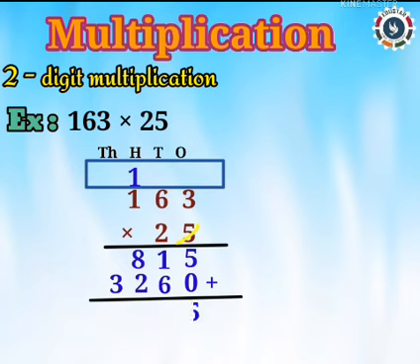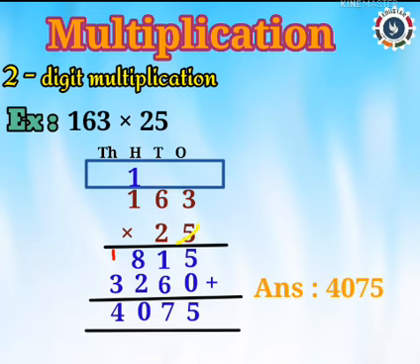5 plus 0 is 5. 1 plus 6 is 7. 8 plus 2 is 10. Write 0 under hundreds column. Carry 1 to the thousands column. 1 plus 3 is 4. Finally, we got the answer as 4075.